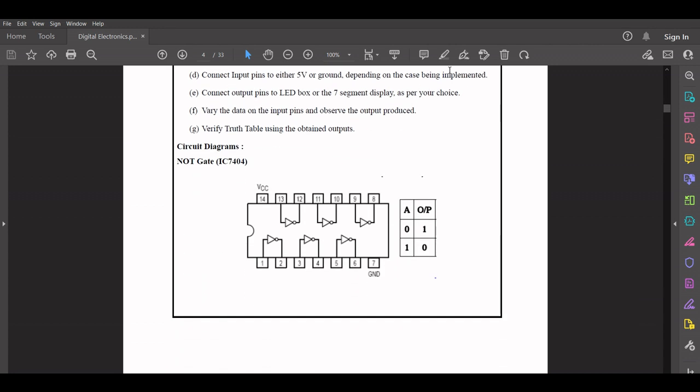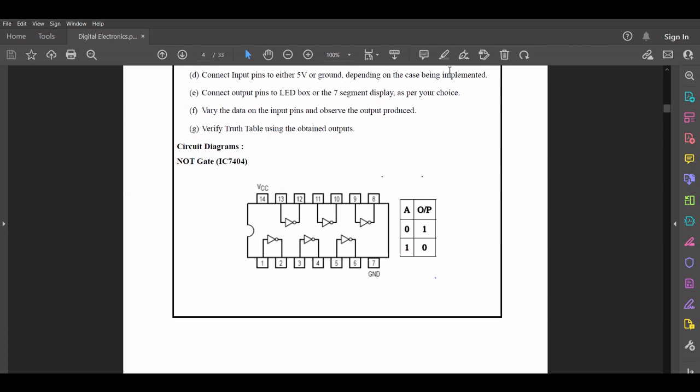So the first gate that we have in this experiment is IC7404, that is the NOT gate. So the NOT gate is a very straightforward gate that complements the input that we give. It is a 14 pin IC with pin 7 and pin 14 dedicated to ground and VCC, and it has 6 gates within the single IC. 6 of these pins are used for input and 6 of these pins are used for output.